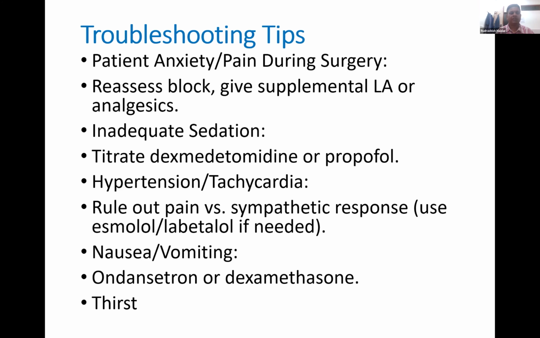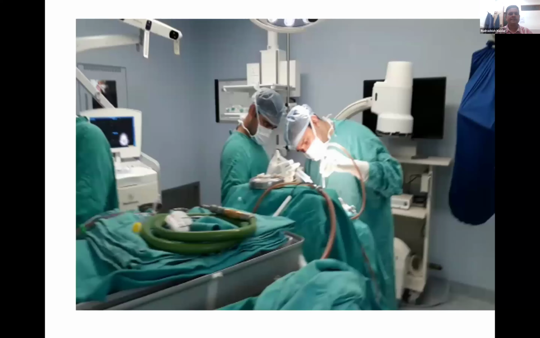If the patient is having hypertension or tachycardia, we should try to find out the cause, and we should not treat tachycardia or hypertension straight away with beta blockers or labetalol. We should try to find out the cause, and if the patient is having pain, we should give opioids, and if it is not treated, then only we should go for beta blockers or labetalol. Then sometimes the patient complains of thirst, so sips of water can be given.